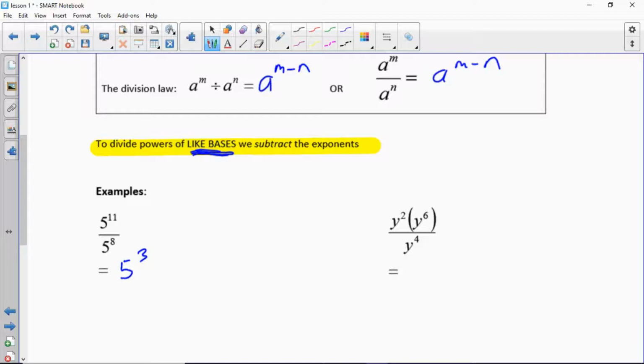Slightly more difficult example. First, let's use our rule for multiplication. This is y to the power of 8 divided by y to the power of 4, and then we subtract to get y to the power of 4.